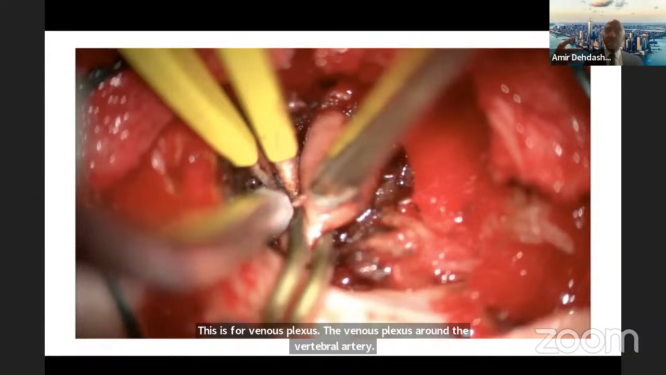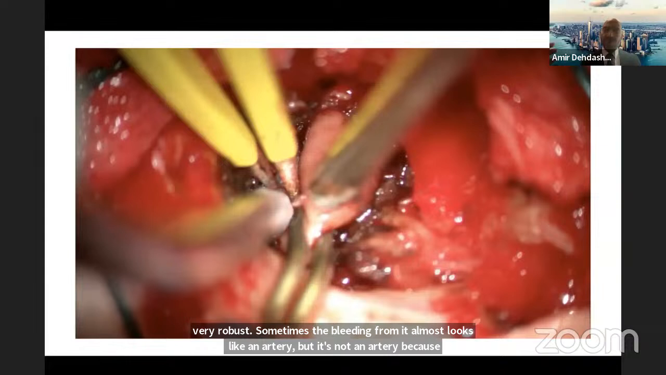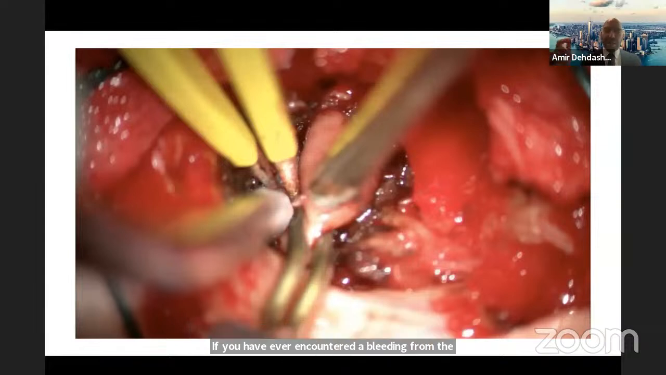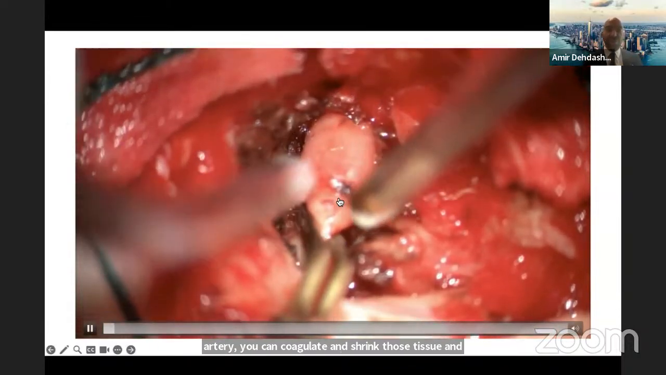Sometimes the bleeding from it almost looks like an artery, but it's not an artery, because if you have ever encountered the bleeding from the vertebral artery, you know how it is. And I hope you never encounter it, but you know how it is. And that venous bleeding, which could at times be pretty serious, is still very easily manageable. As long as you identify the vertebral artery, you can coagulate and shrink those tissues, and you get to this situation where you have the vertebral artery.